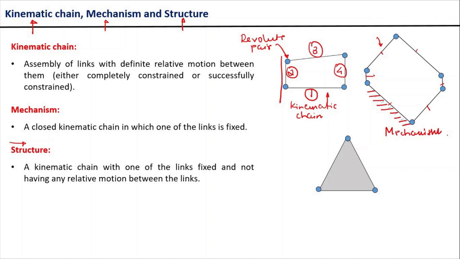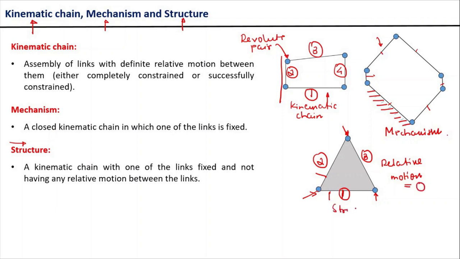In the third diagram, you observe that there are basically three links. This is link 1, this is link 2, and this is link 3. Again, these three links are connected by some revolute pairs. But what is happening here is that even though they are connected by certain kinematic pairs, they do not have any relative motion between them. So the relative motion between the links is 0, and in this case we will refer to this kinematic chain as a structure.